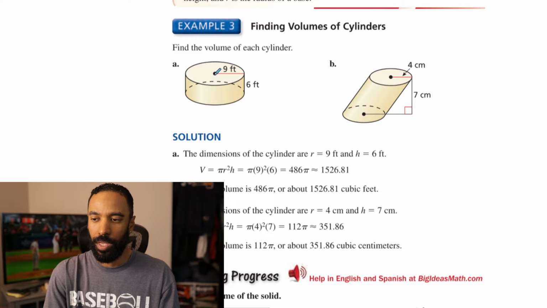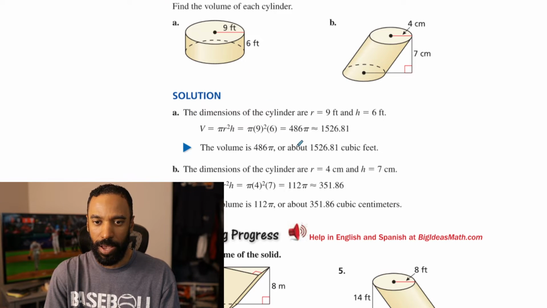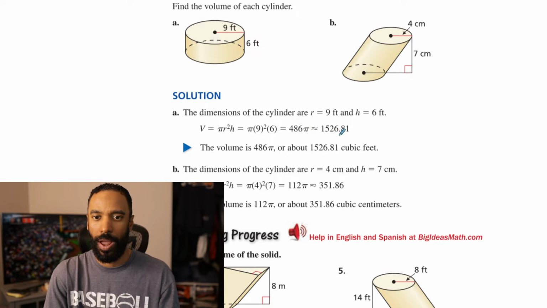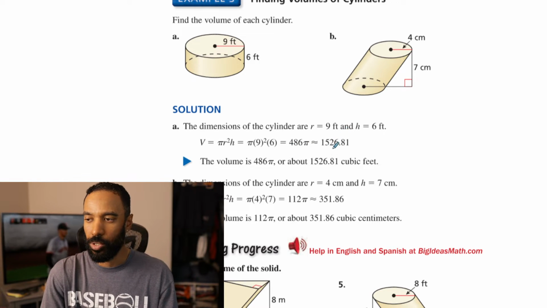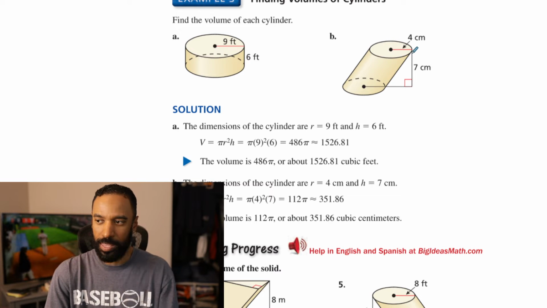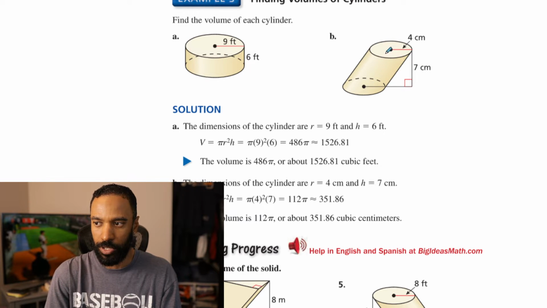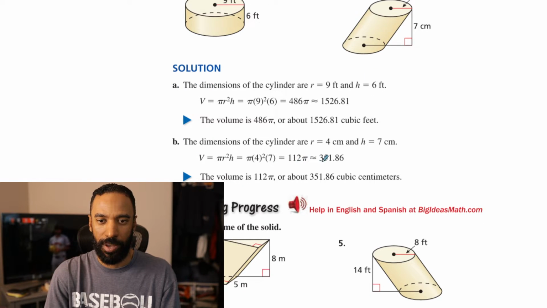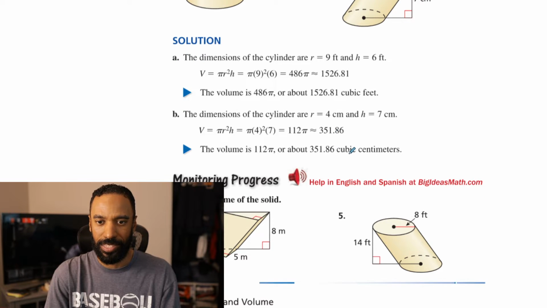For this volume, we're going to do pi r squared for the area of the base. Pi times 9 squared is 81 pi. They rounded it. No, they didn't yet, but 81 pi times the height of 6 gives you 486 pi cubic feet. Rounded looks like they're using 2 decimal places, so let's get ready to do the same when we work on that. This one as well, the height is 7. That is the distance between your two congruent bases. Pi times 4 squared is 16 pi, times 7 is 112 pi, rounded to 351.86 cubic centimeters.